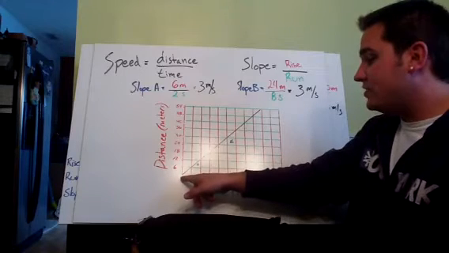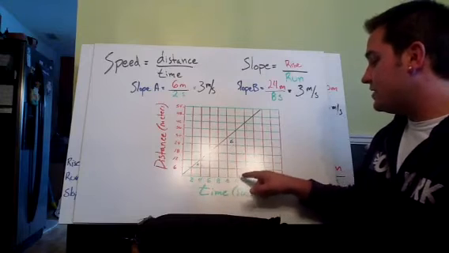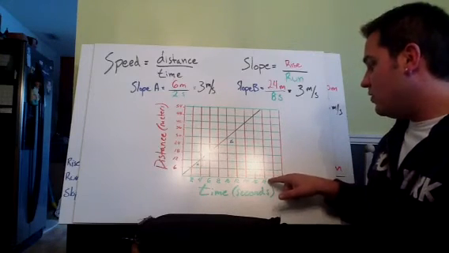So it doesn't matter if I started here, if I counted my run over as 1, 2, 3, 4, 5, 6, 7, 8, 9. Whoops, 9. Only went 9.